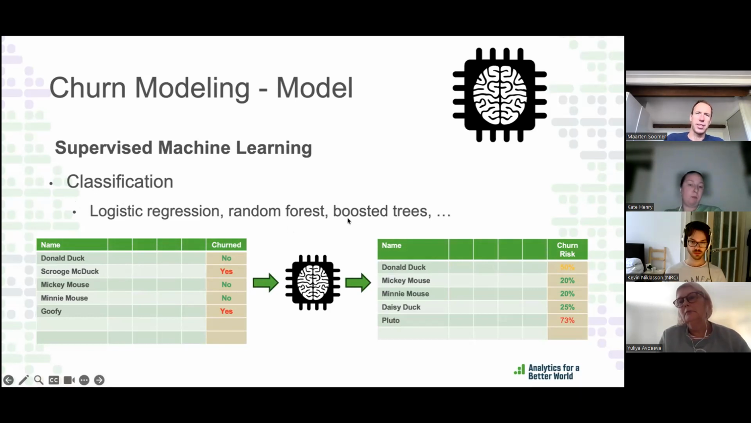And what they give us is actually a risk of churning, a probability that a certain customer will churn. And of course, we will only do that for our current customers, so we don't have to include Scrooge McDuck and Goofy anymore because they already have churned. We are interested to know, for our current customers, what is their risk of churning. And then we see here that Pluto has a really high risk of churning. So how does this model work? Well, it looks like maybe Mickey Mouse, Minnie Mouse, and Daisy Duck are quite safe, but we want to approach maybe Donald Duck and Pluto. We want to take some action to avoid that they would churn.